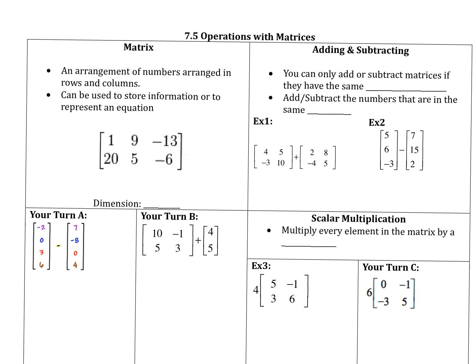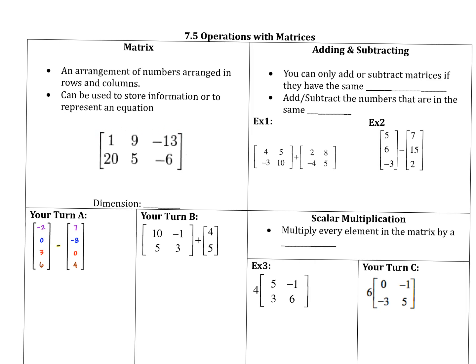Alright, so let's first off start with talking about what is a matrix. A matrix is an arrangement of numbers arranged in rows and columns. That's how we organize a matrix, and how we talk about a matrix is in terms of rows and columns. A matrix can be used to store information or to represent an equation. So looking at this is our first example of a matrix.